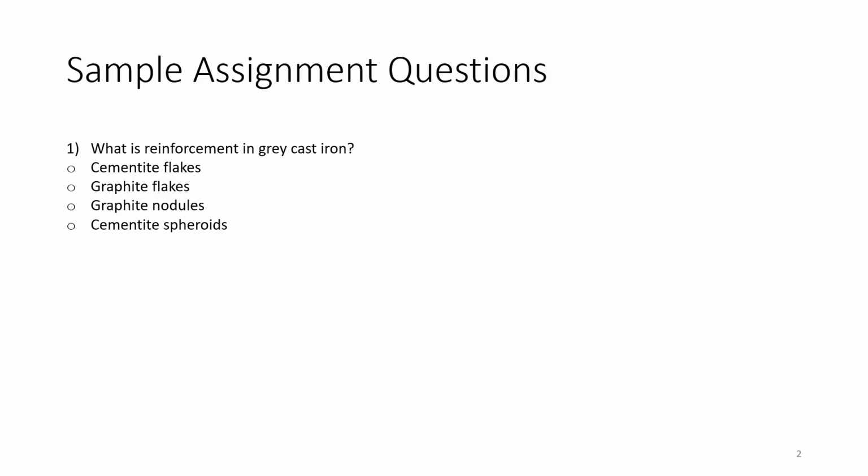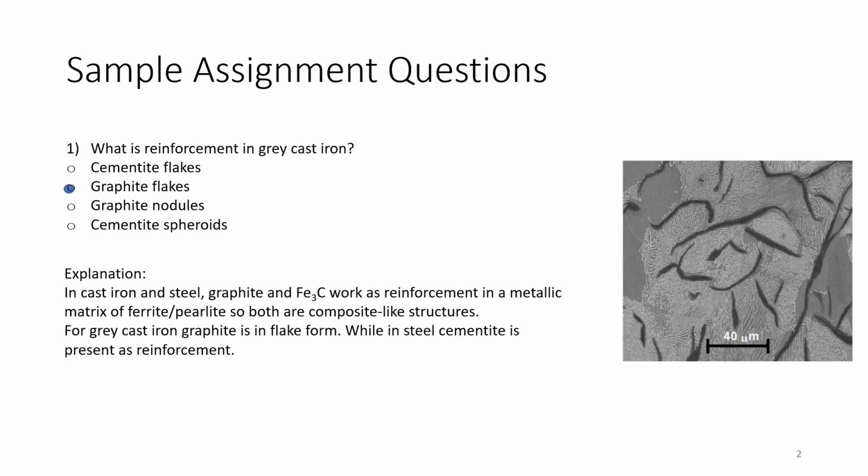So first question was, what is reinforcement in grey cast iron? Your options were cementite flakes, graphite nodules, cementite spheroids. So the correct answer here will be graphite flakes. This is the microstructure of cast iron. Here you can see in cast iron and steel, graphite and Fe3C work as reinforcement in a metallic matrix of ferrite and pearlite. So both are composite-like structures. For grey cast iron, graphite is in flake form, while in steel, cementite is present as reinforcement.